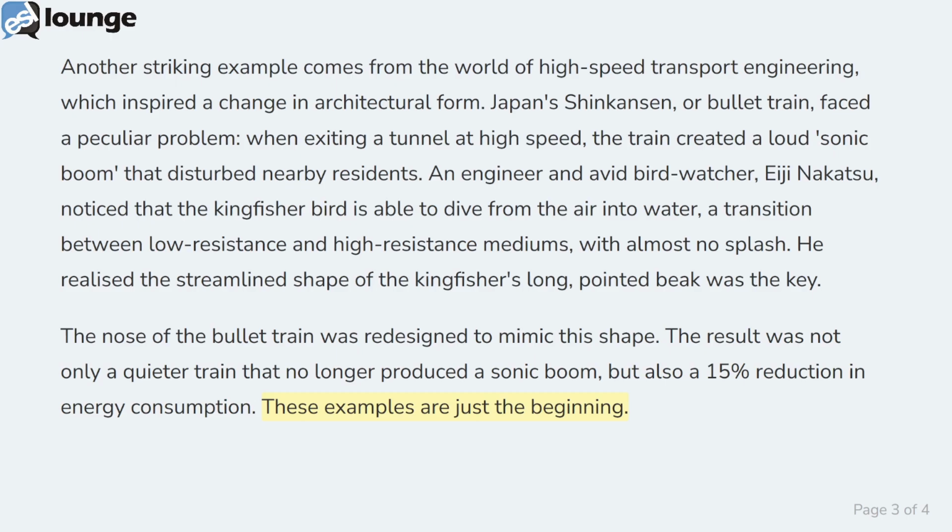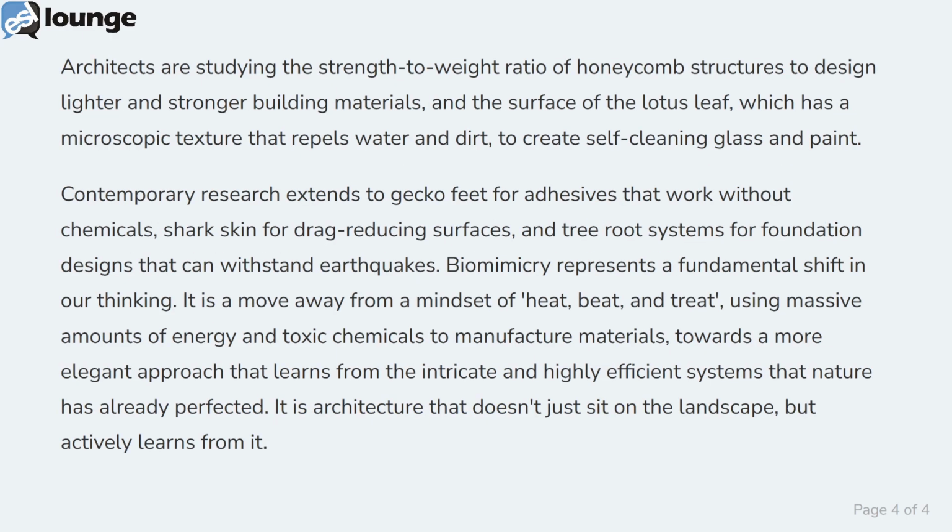End of page 3. Let's continue. Architects are studying the strength-to-weight ratio of honeycomb structures to design lighter and stronger building materials. And the surface of the lotus leaf, which has a microscopic texture that repels water and dirt, to create self-cleaning glass and paint.